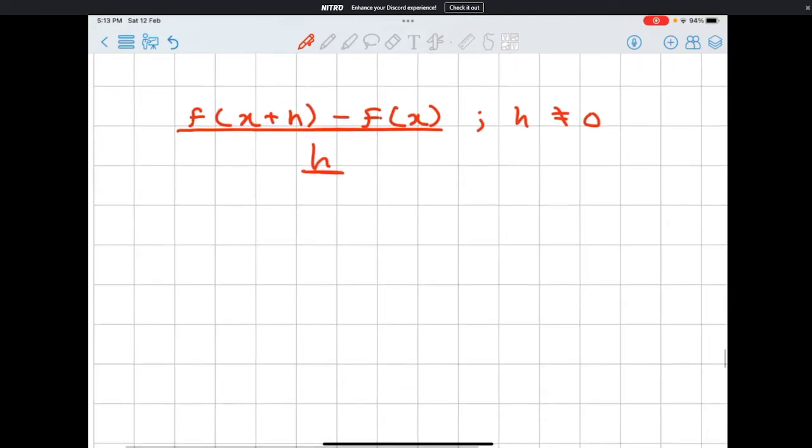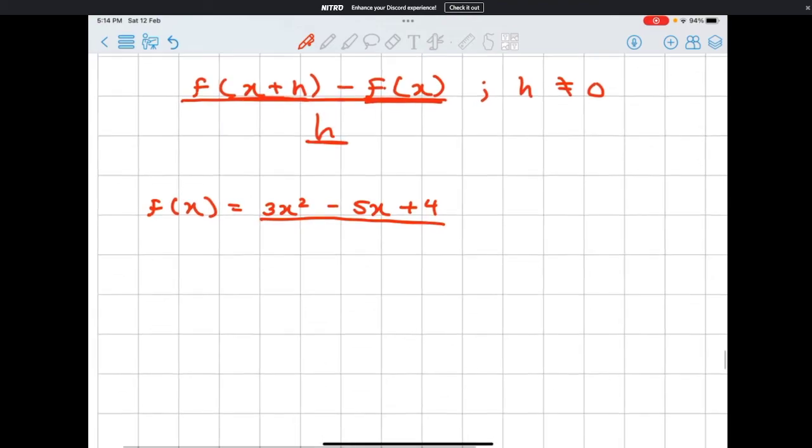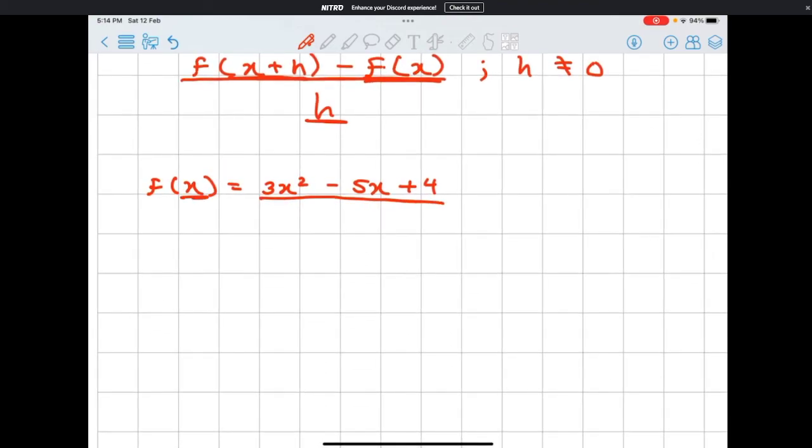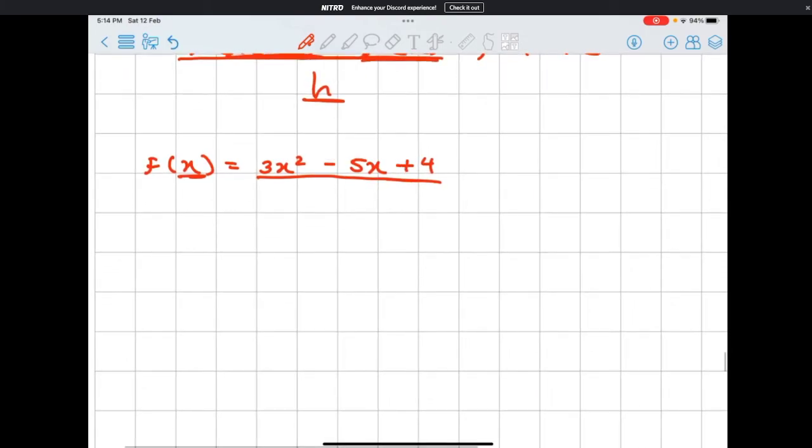So for example, they gave you f of x equals 3x squared minus 5x plus 4. So the first step is, we see here that we have the value of f of x, we have the expression, but we do not have x plus h. So what we need to do is, we need to substitute x for x plus h, like we do in evaluating them, remember? So now it's going to be f of x plus h.